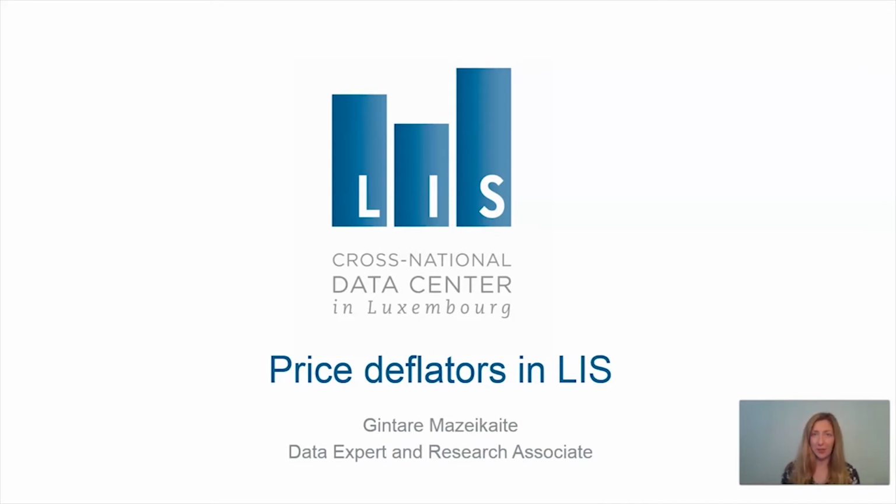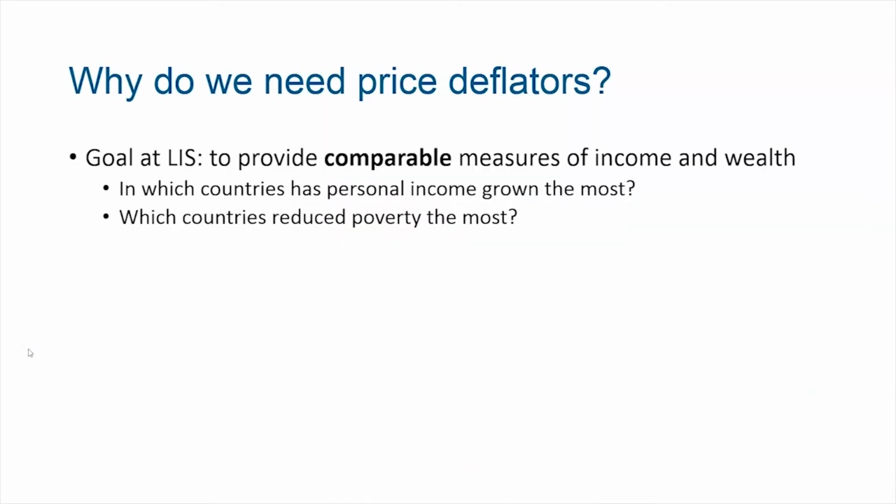In this short video, I will talk about price deflators, which can be used to compare income and wealth in LIS datasets. One of our main goals at LIS is to provide comparable income and wealth data. Our users often want to know, for example, which countries experience the highest personal income growth, or which countries were the most effective in reducing absolute poverty.